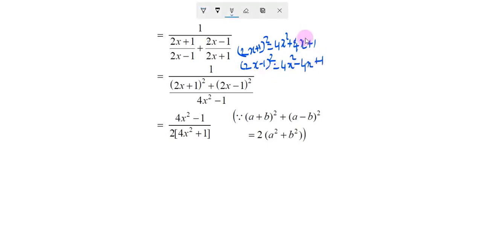Now we may cancel plus 4x and minus 4x. When we add, we may cancel, right? So 2 times 4x square it has. So 2 into 4x square, the same way 2 times we have 1, so plus 1. So without using this formula, we may solve this sum. Okay, if you want, you may use. Otherwise, directly you may solve. Both are same. Understood?